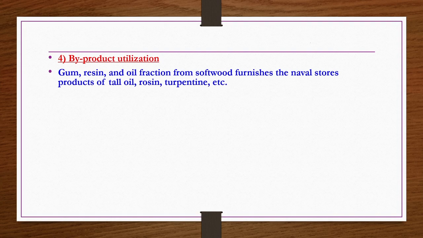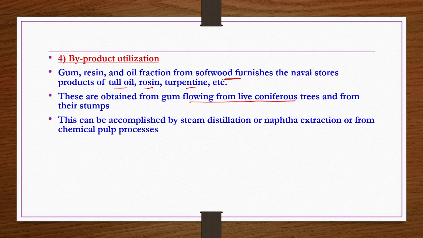The last major engineering issue of pulp production is byproduct utilization. Gum, resin and oil fraction from softwood furnishes the naval stores products of tall oil, rosins, turpentines, etc. So, one has to see how one can recover them so that this byproduct can also give money to the pulp and paper industry owners. These are obtained from gum flowing from live coniferous trees and from their stems. This can be accomplished by steam distillation or naphtha extraction or from chemical pulp processes. Any of the processes can be used.